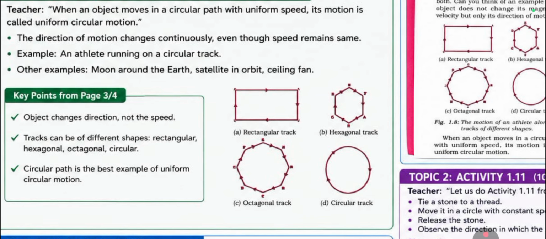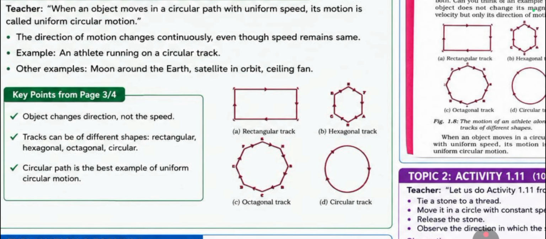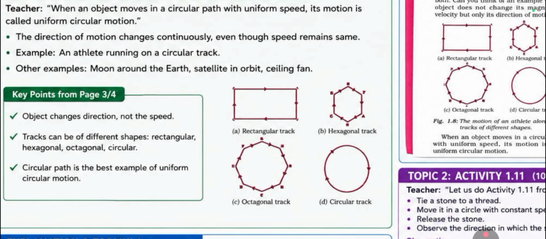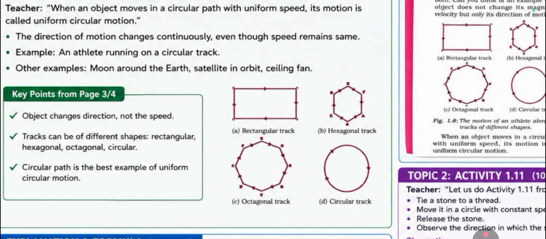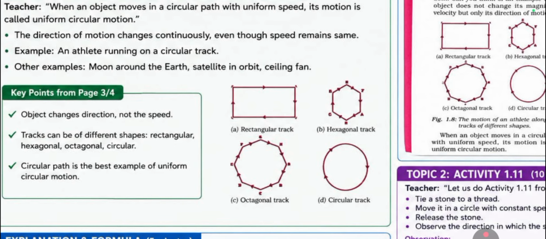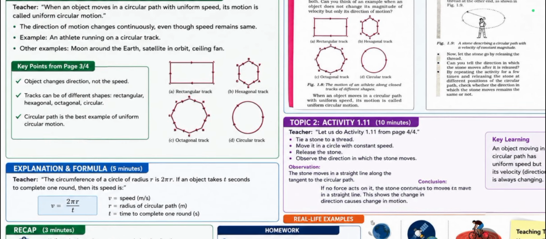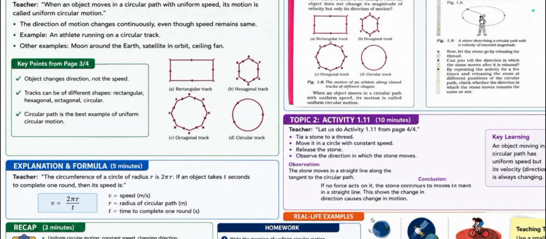Okay, that is rectangular track, hexagonal track, octagonal track, circular track. Here the object changes its direction, not the speed. Tracks can be different shapes: rectangular, hexagonal, octagonal, and circular. The circular path is the best example of uniform circular motion. These are some examples of uniform circular motion.